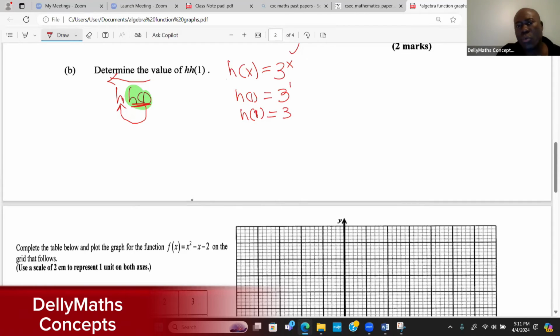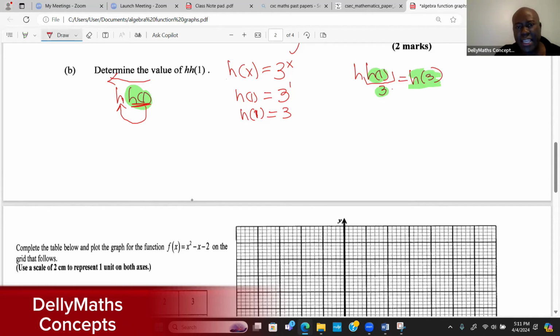Let us take a look at what we had intended to do. Our intention was to find h of 1. But at this moment, we do realize that h of 1 is 3. What it means then, I'm going to substitute 3 for h of 1. So in this case, I'm basically finding h of 3. As you could see, I'm going to put 3 in the place of h of 1. And then technically, I'm finding h of 3 in the end.